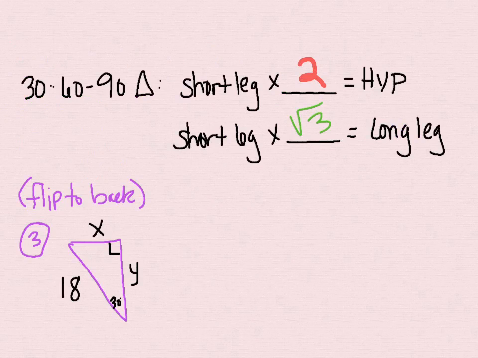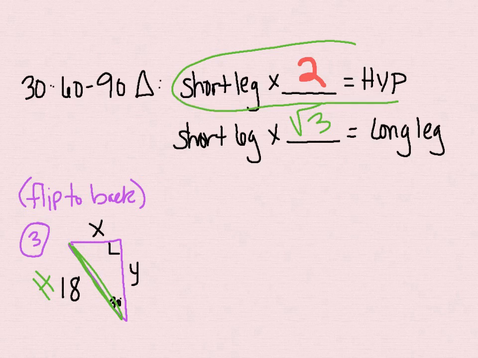So let's look at this first problem right here. You want to identify what they give you. If you want to flip to the back, we're on number 3. What they gave us was the hypotenuse. And the only relationship we have is right here. In order to get from the short leg, which is x right here, to the hypotenuse, I had to multiply by 2. So in order to go backwards, what would I have to do? You would have to divide by 2. So therefore, your x, or your short leg, is going to be 9.